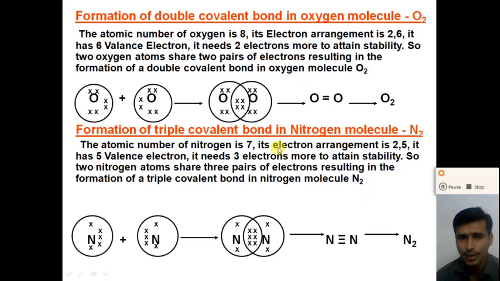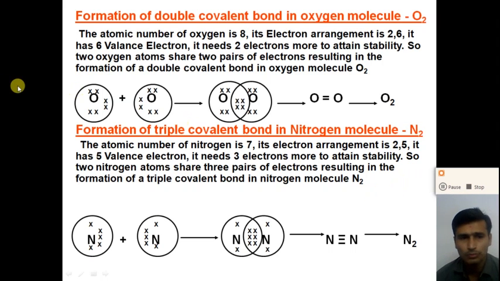The atomic number of nitrogen is 7, right? So its electron arrangement is 2, 5. In the nitrogen atom, in the first orbit 2 electrons are there, and in the second orbit 5 electrons are there. So in the outermost orbit of the nitrogen atom there are 5 electrons. So we can say that the nitrogen atom has 5 valence electrons. So the nitrogen atom needs 3 more electrons to attain stability, right?